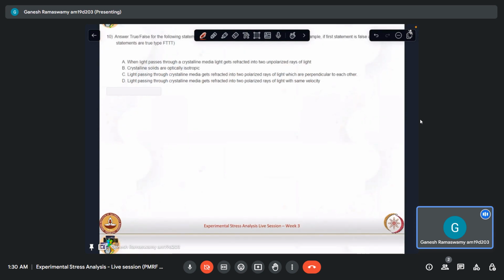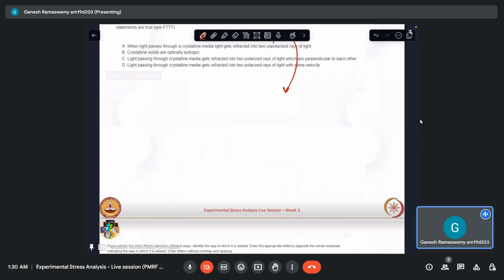When light passes through a crystalline media, light gets refracted into two unpolarized rays of light. Now let us look at this statement. What this says is light passes through a crystal, and it qualifies that it is refracted. And then it qualifies those refracted rays as unpolarized.